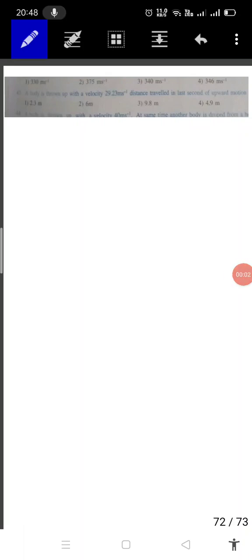Okay, there is one more problem here. A body is thrown up with a velocity of 29.23 meter per second. The distance traveled in the last second of upward motion is... Okay, let us see here.